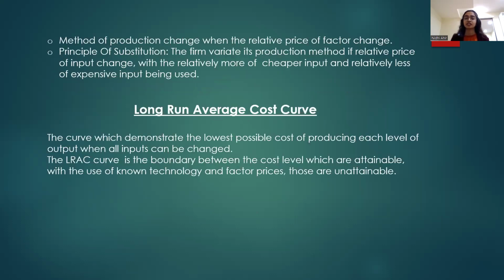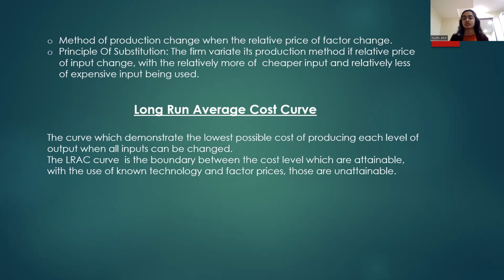Method of production changes when the relative price of factors changes. This is called the principle of substitution. The firm varies its production method if the relative price of inputs changes, with relatively more of the cheaper input and relatively less of the expensive input being used.